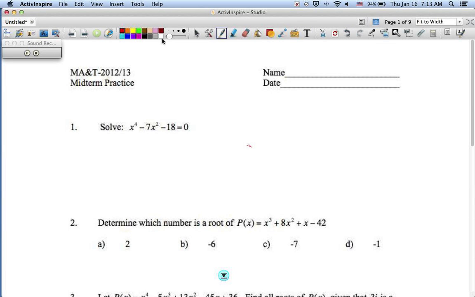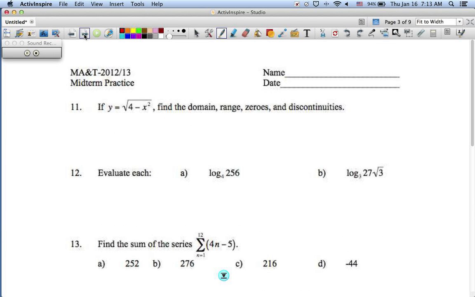Let's go ahead to page 3. All right, so starting at problem number 11, we have to find the domain, the range, the zeros, and the discontinuities. We'll hopefully recognize this as a form of a parent function to an extent anyway. It's a square root function.